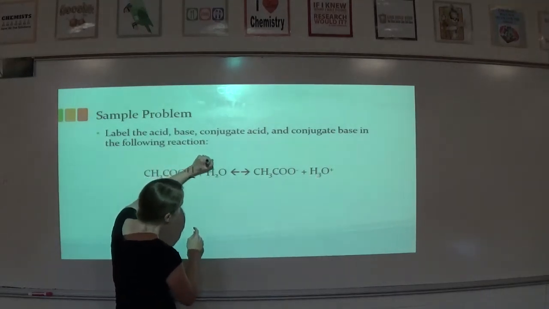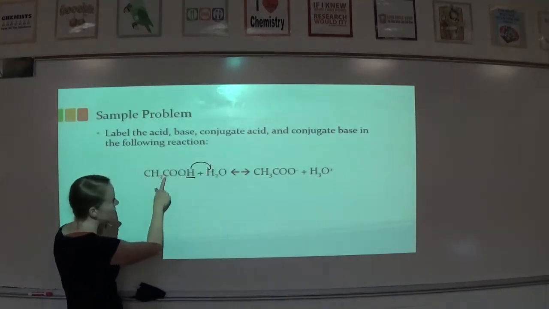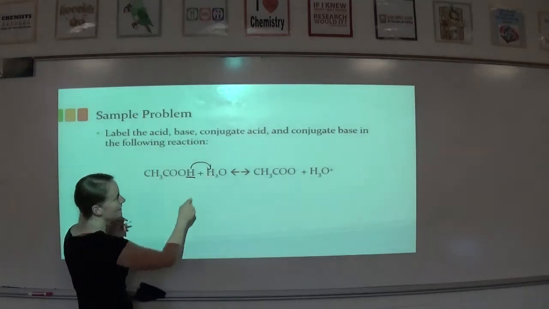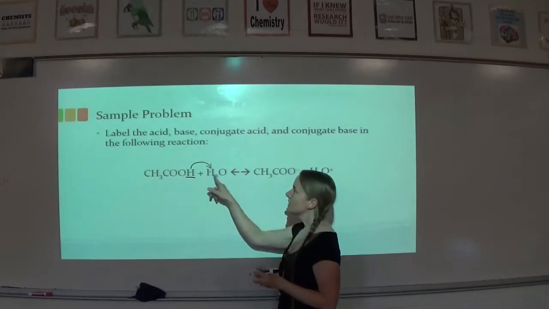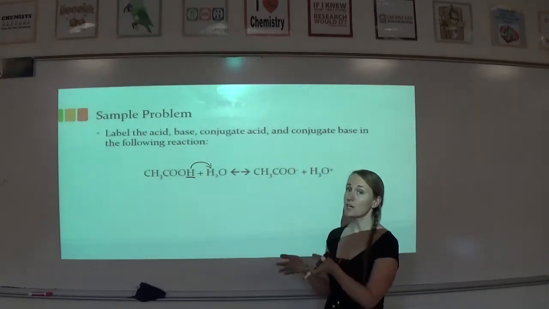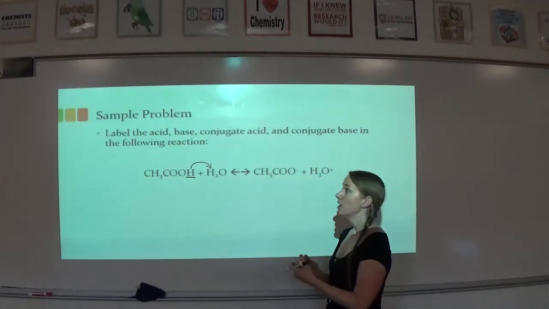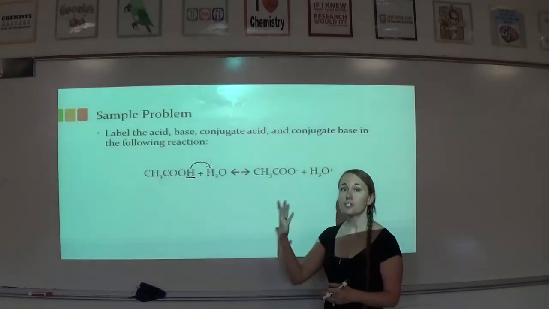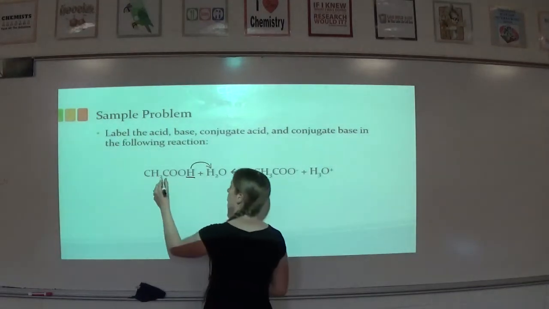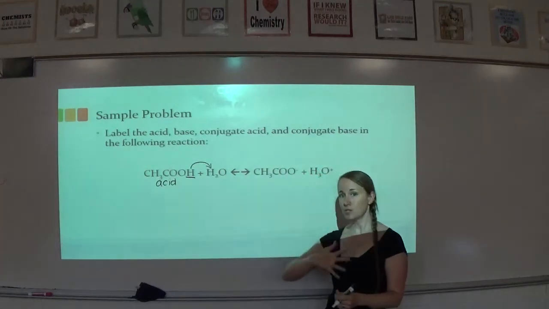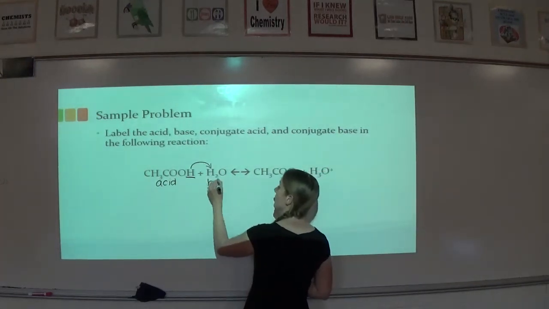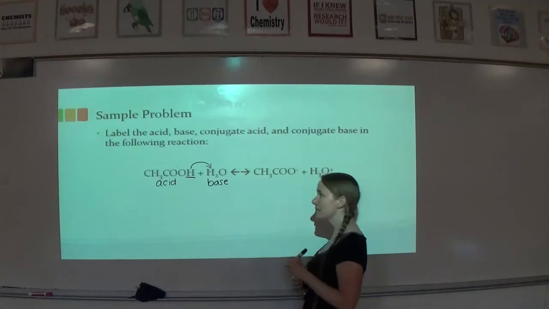So what happens is this, which is acetic acid, is having to give, sorry, this is an arrow, it doesn't look that good. It gives its hydrogen to water. So this is where you have to remember your definitions. So a proton donor is an acid, so this will be my acid. And then a proton acceptor is my base. So here's an example where water is acting as a base.